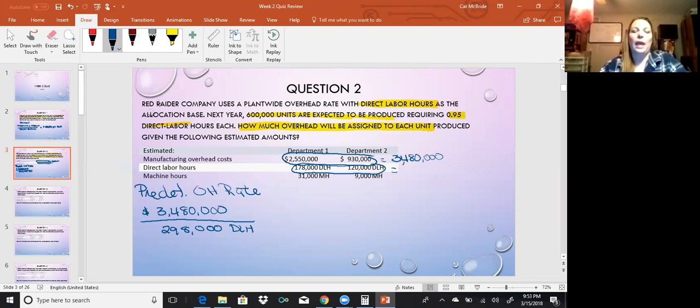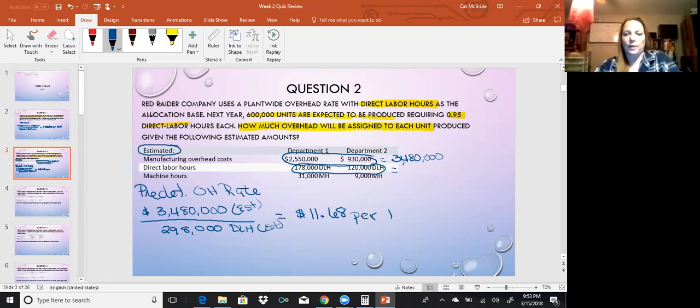Okay, and remember, this is an estimate, because for our rate, everything is estimated. So this gives us an overhead rate of $11.68 per direct labor hour. Are we good there? Yes.